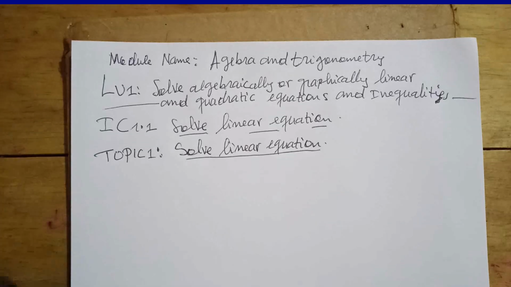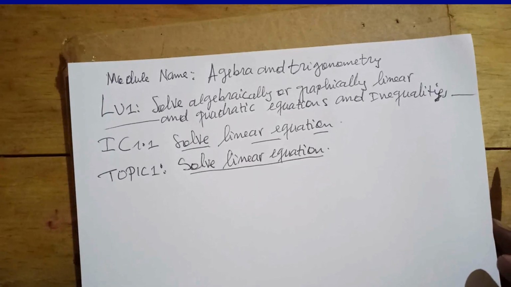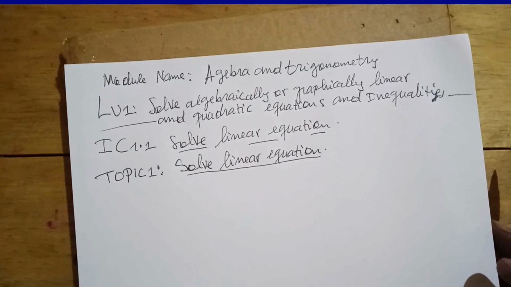Hello to everyone. Today we are going to study algebra and trigonometry. And that is the name of the module. We are going to start from learning outcome number 1: solve algebraically or graphically linear and quadratic equations and inequalities.